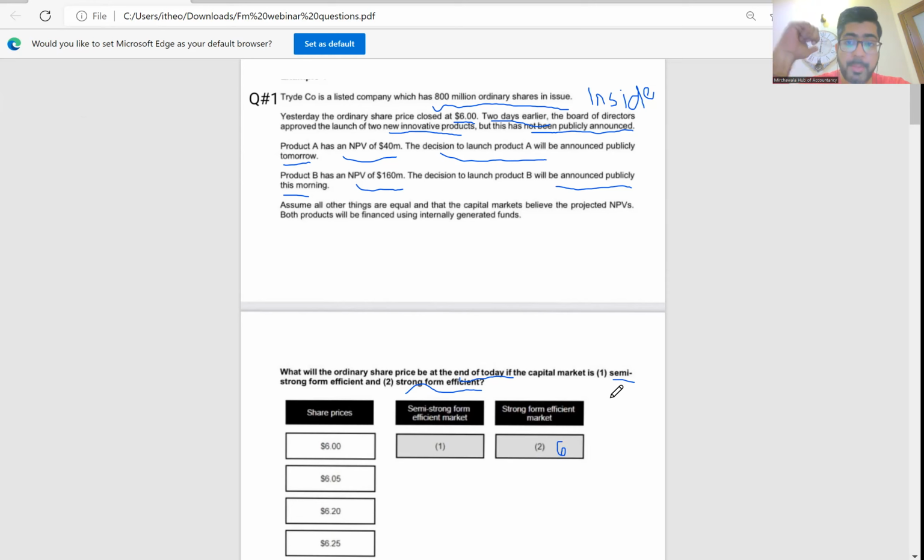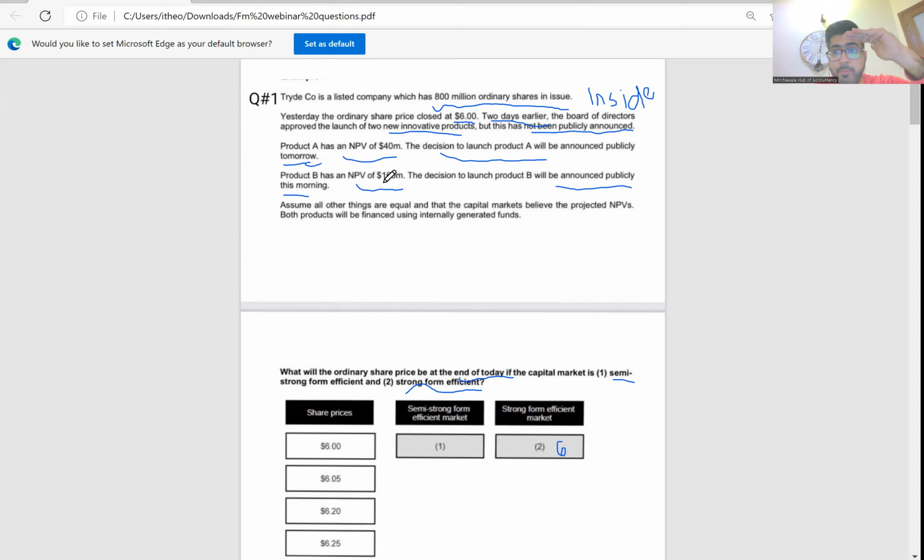Okay. But what is semi-strong form? The prices incorporate past movements and publicly available information. They will get affected by insider information. So in semi-strong form markets, the price will be affected by this insider information. So share price at the end of today. Now, about product A, the decision will be announced tomorrow. It's insider information. So prices will be affected, but tomorrow. It's asking about end of today.